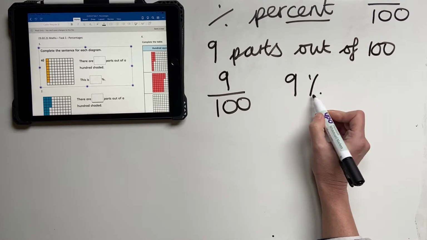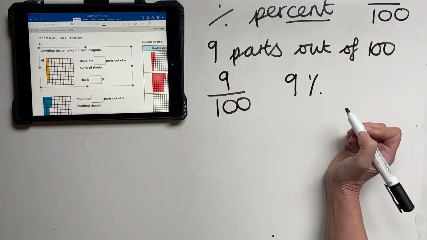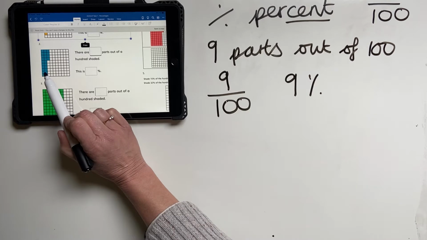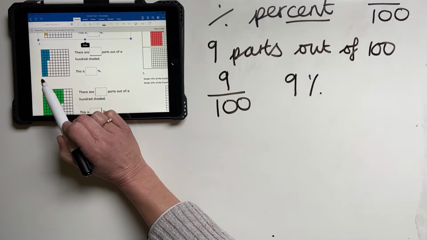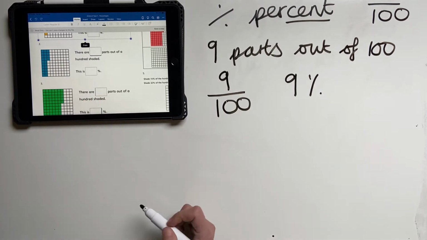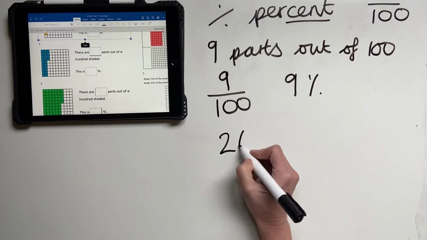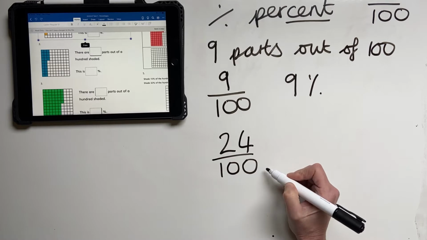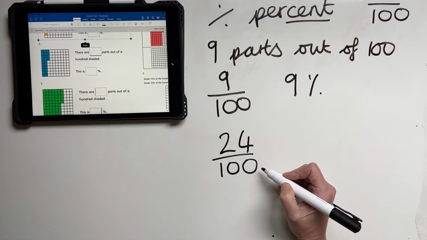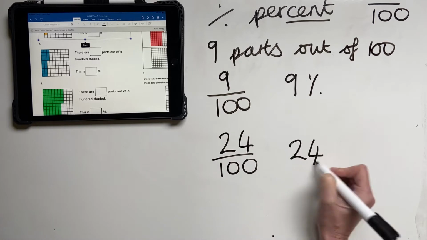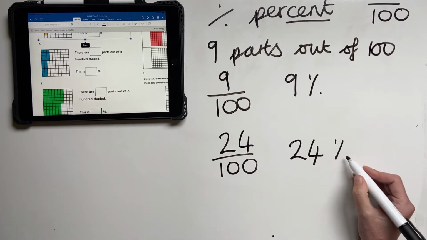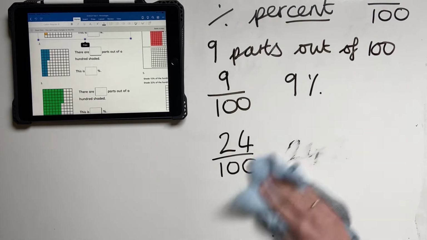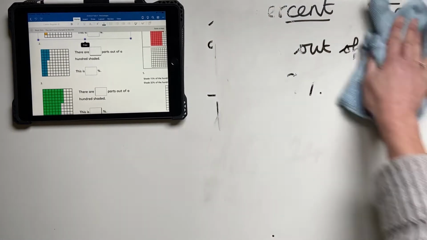9 per 100%. So the next one, number 2, how many parts are shaded there? So that's 24 parts is shaded. So 24 out of 100 or 24 hundredths. So 24 hundredths as a percentage is 24% out of 100. Okay, I think you can do question 3 on your own.